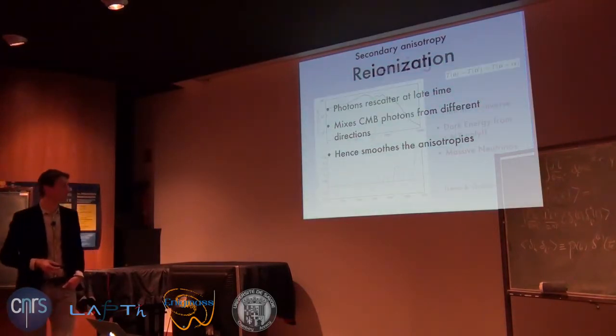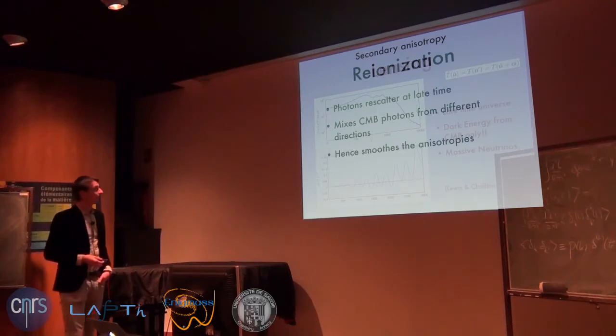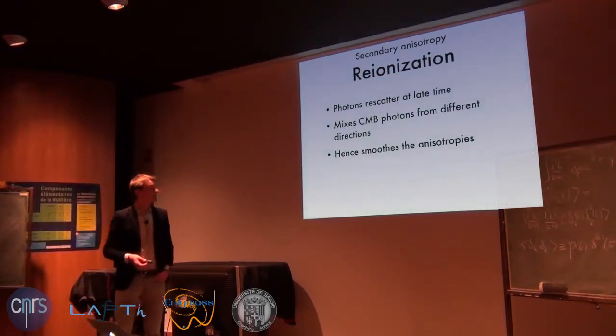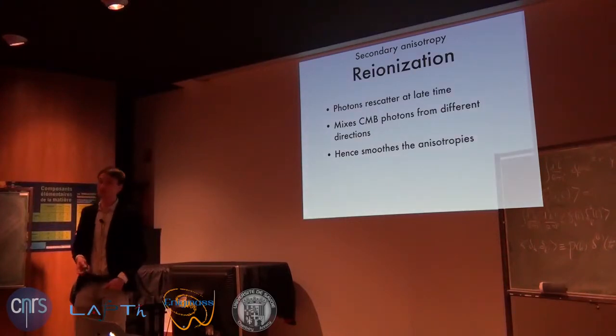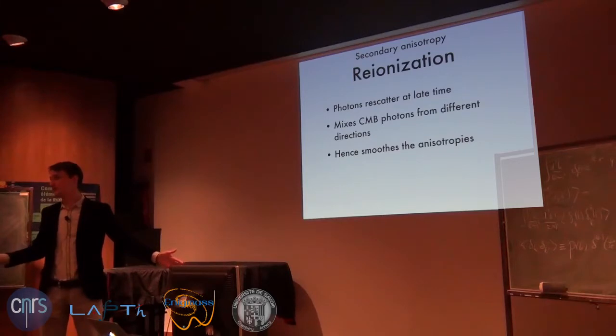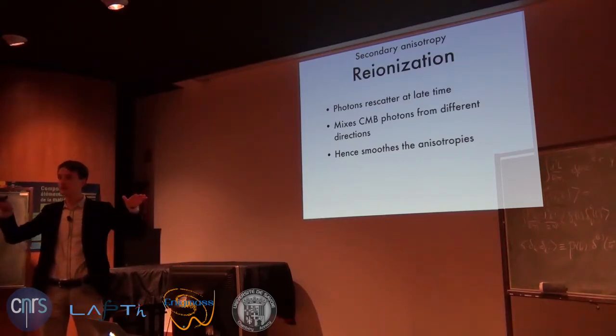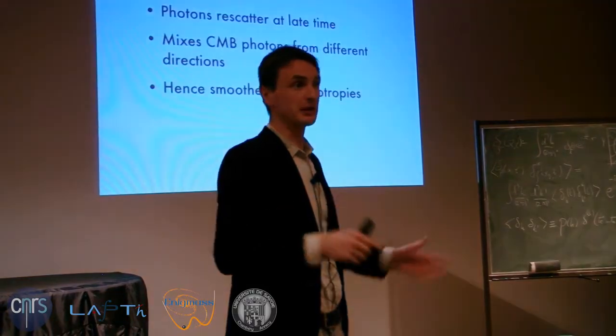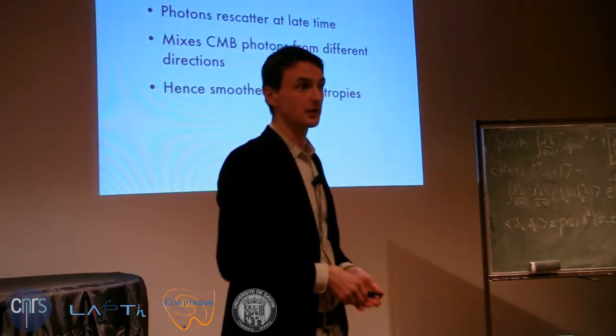So that's for the CMB lensing. Another secondary anisotropy that I want to briefly explain is the reionization of the universe. So the photons decouple at redshift 1100, and they decouple when the temperature of the photon-baryon plasma has dropped so low that electrons and protons can form bound states, hydrogen atoms.